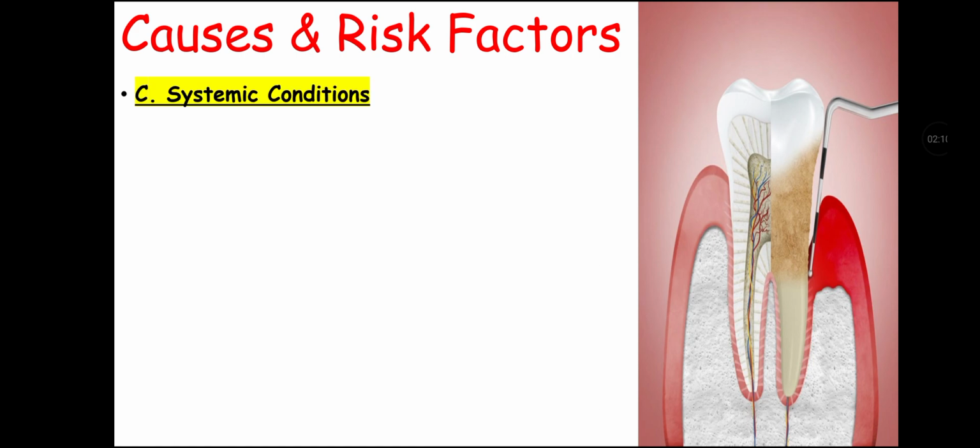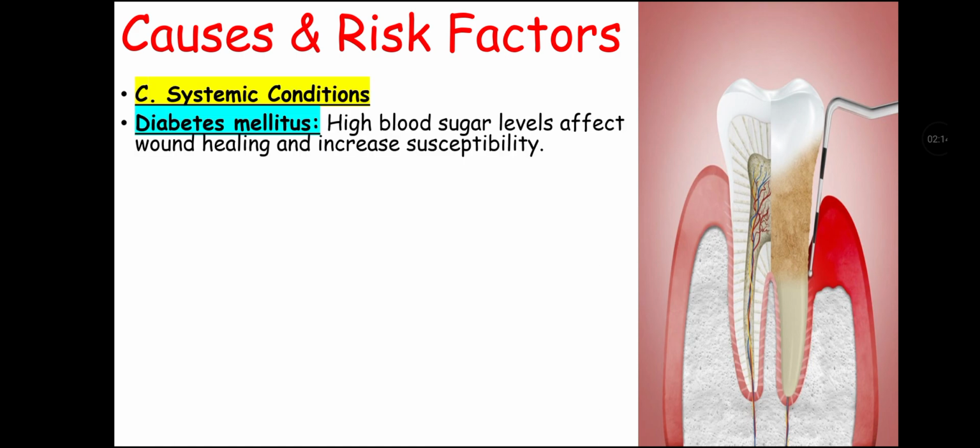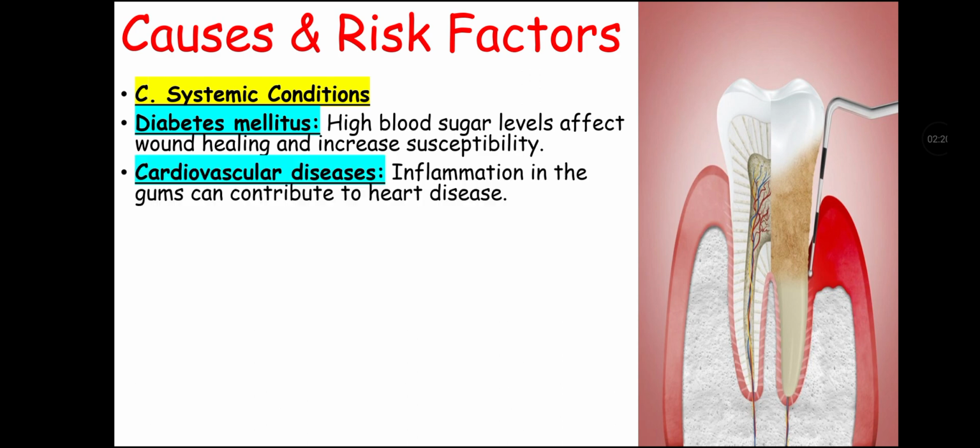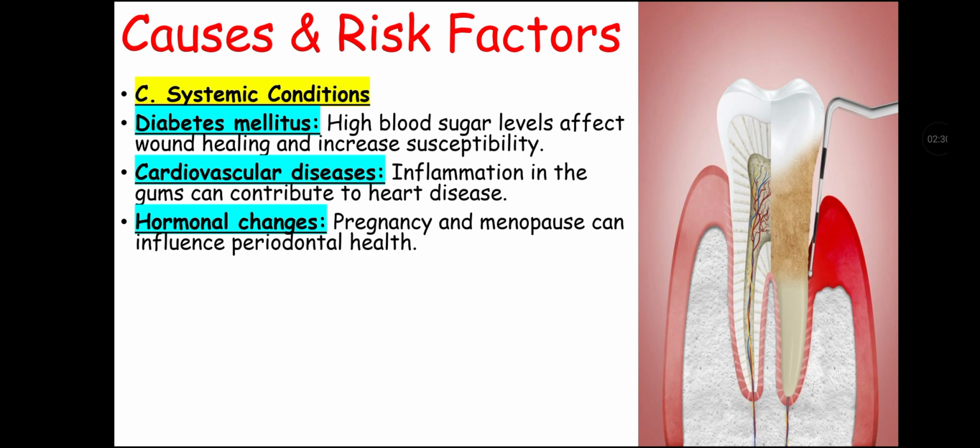Further talking about causes and risk factors, there may be systemic conditions that may assist in periodontitis, and these include diabetes mellitus, that is high blood sugar level affects wound healing and increases susceptibility to periodontitis. Second systemic condition may be cardiovascular disease, as inflammation in the gum can contribute to heart disease. And hormonal changes, such as pregnancy and menopause, can influence periodontal health.